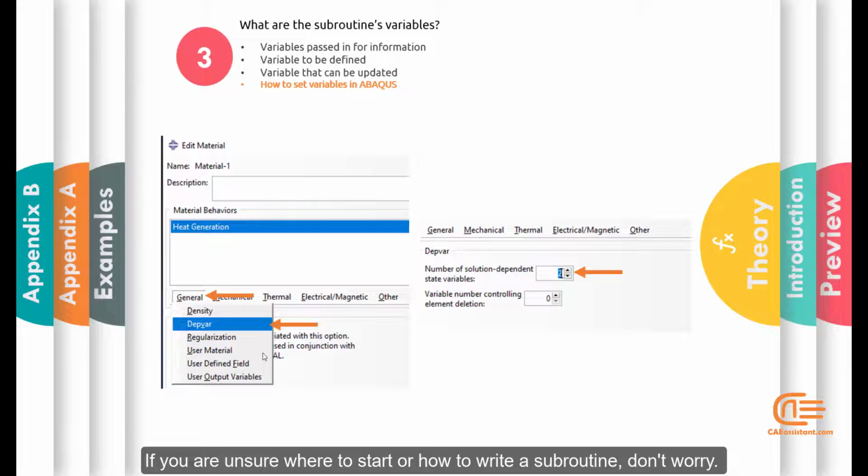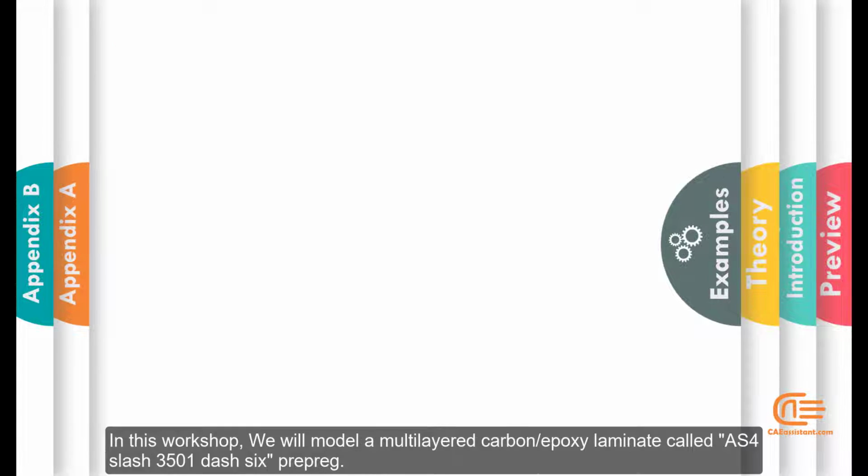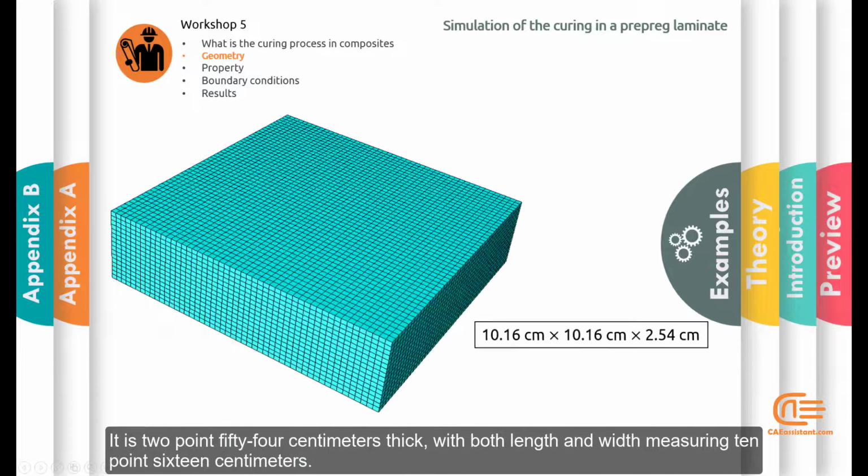If you are unsure where to start or how to write a subroutine, don't worry. We will guide you step by step in this package through practical workshops. Let's explore one of them. In this workshop, we will model a multi-layered carbon epoxy laminate called AS4/3501-6 prepreg. It is 2.54 centimeters thick with both length and width measuring 10.16 centimeters.